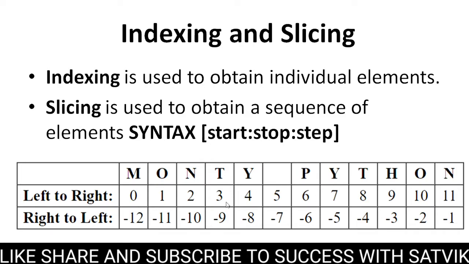We also have a second type of indexing, which is known as reverse indexing. There are a total of 12 characters in this string. So M is indexed as -12, O is indexed as -11, N is indexed as -10, and so on, up to the last character in the string, which is indexed as -1. Now we will see how we can obtain a subsection of a string, or an individual element from a string. This is done by indexing and slicing.